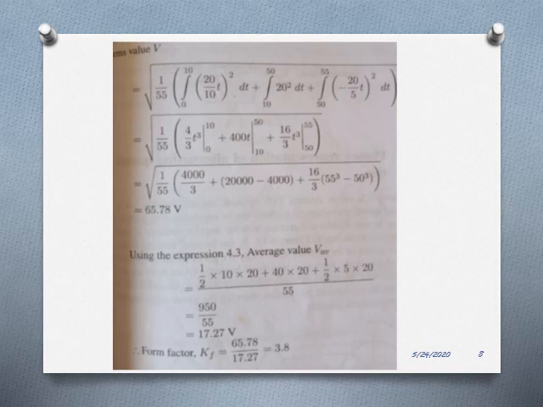Now the form factor Kf is the ratio of RMS value divided by average value. So you get it as 3.8. It is a dimensionless quantity, meaning there is no unit for it.